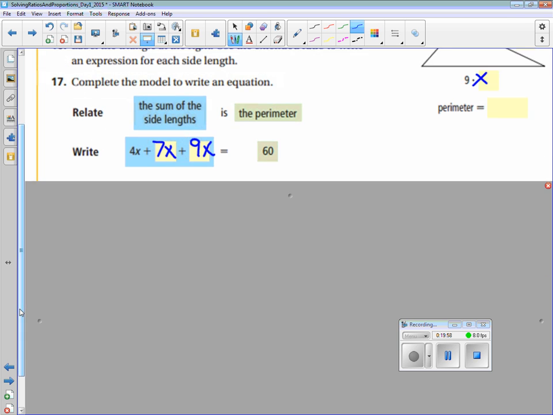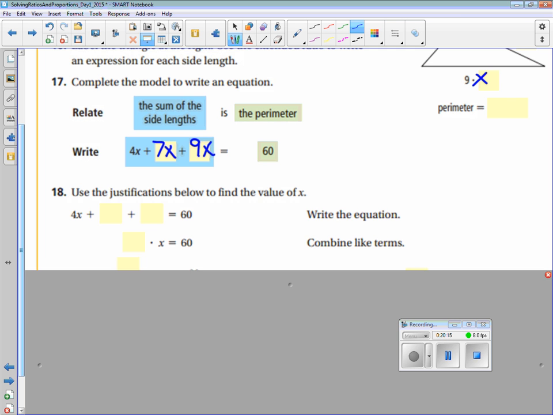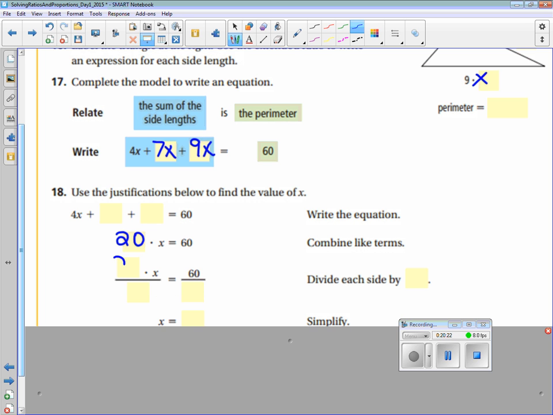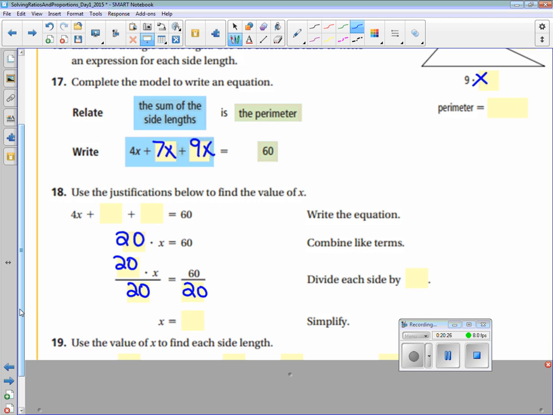Okay? How do I solve that? What do I do to solve it? How do you solve an algebraic equation? Go ahead, Lucia. And you get what? You're perfectly right. 20x equals 60. So 20x equals 60. We'll divide by 20. What does x equal? Just 3. So that is the scale factor. That's what each of the sides have been multiplied by.